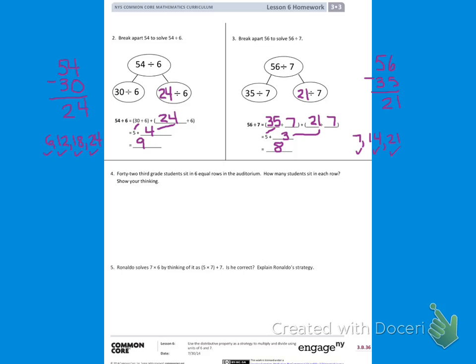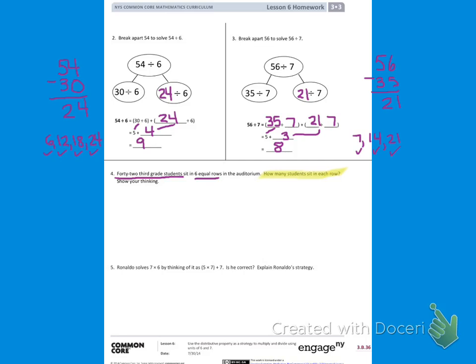And for the last problem, number 4, it says 42 third grade students sit in 6 equal rows in the auditorium. How many students sit in each row? Show your thinking. After we read, we always underline the important details. 42 third graders, or third grade students, sit in 6 equal rows. Now, I'll highlight the question. How many students sit in each row? Remember, if you don't have a highlighter, you can use a yellow crayon or even just circle the question.